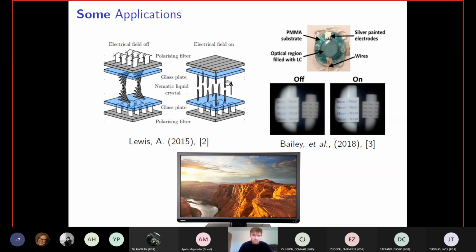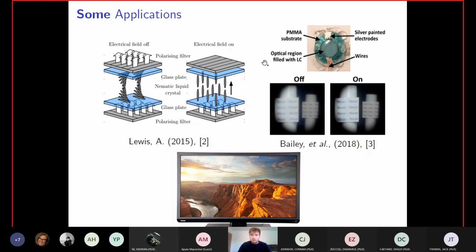However, if we turn the electric field on, the orientation of the molecules changes so that they're parallel to the direction of the polarizer at the bottom. In this state, since the polarizers are at 90 degrees to each other, light is no longer transmitted. Essentially, we can turn the light on and off by turning the applied electric field on or off.